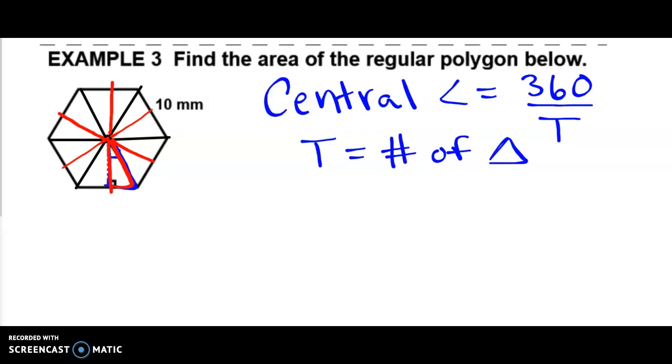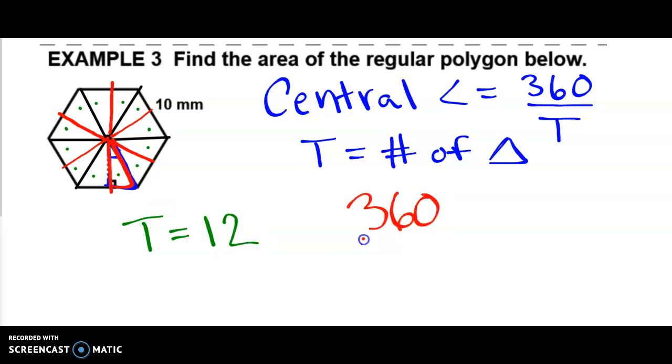And then from here, we want to count how many have. So we have 1, 2, 3, 4, 5, 6, 7, 8, 9, 10, 11, 12. So in this case, t is going to equal 12. So to find my central angle, I'm going to do 360 divided by that 12, and you're going to get 30 degrees.